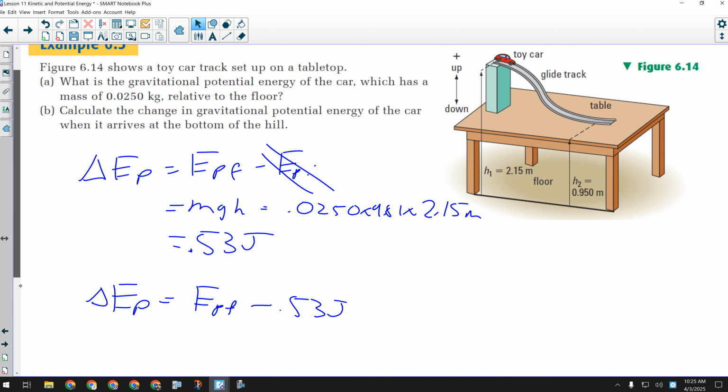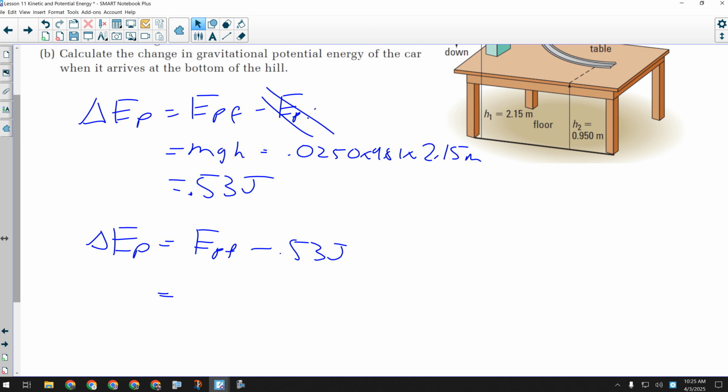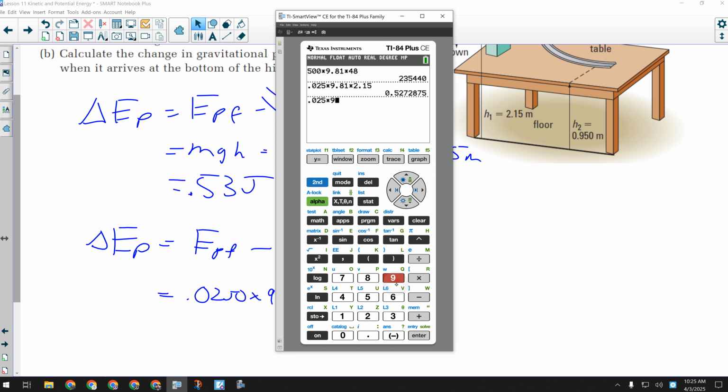We should. So all we have to do is go 0.0250 times 9.81 times 0.950, and then subtract 0.53 joules. Okay, so we do get a negative number. That's okay. We've lost potential energy. That is our change. It's negative. Everybody all right with that one?